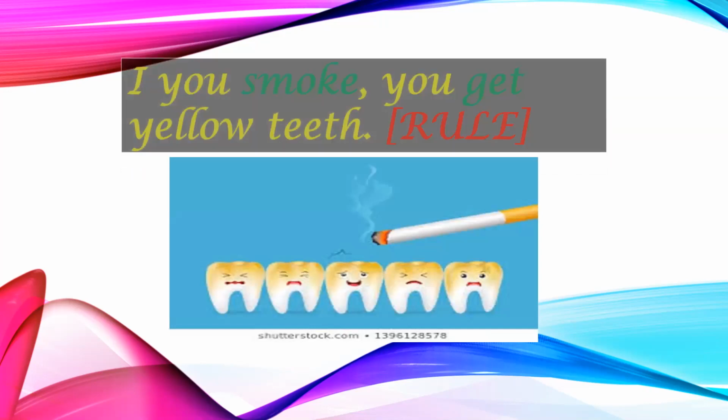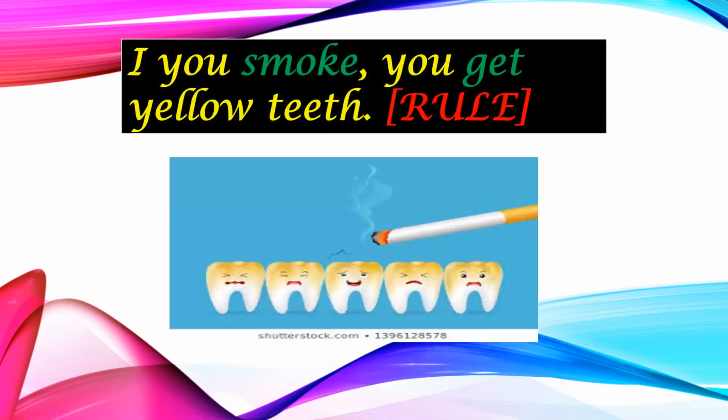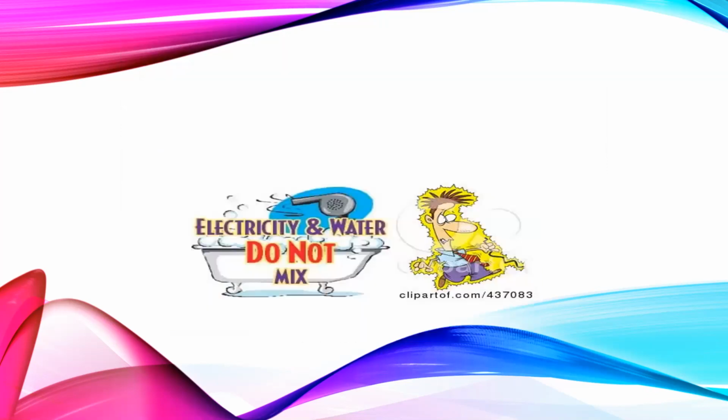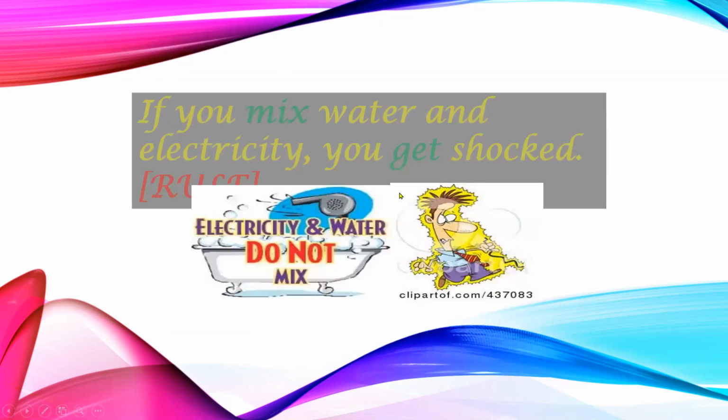Okay, another example. If you smoke, you get yellow teeth. So this is also a rule. As you can see also, the if clause, I forgot the f here, I'm sorry, but the if clause is, if you smoke, you get yellow teeth. Okay. Let's see the next one.